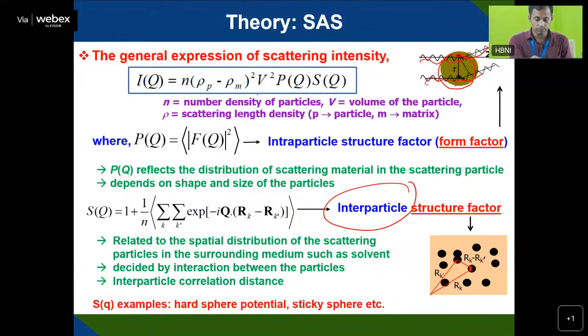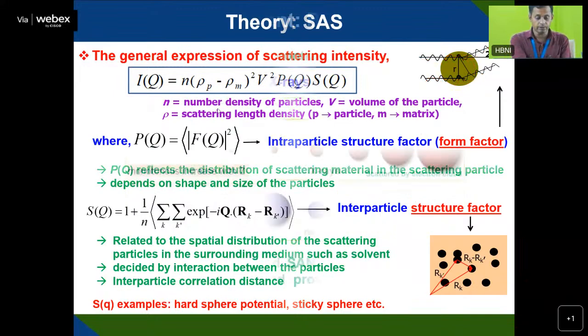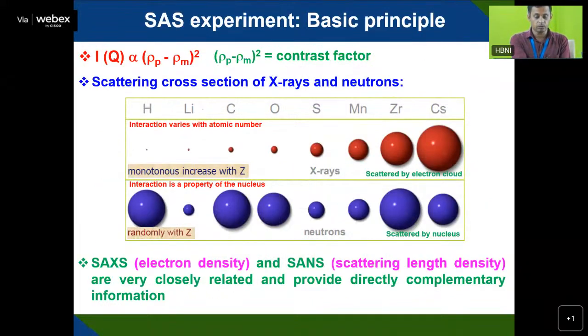If you remove V squared, P(Q) and S(Q), then I(Q) is proportional mainly to (rho_P minus rho_M) squared, that is, rho particle minus rho medium squared, which is the contrast factor. So how much intensity you obtain is determined by the contrast factor.